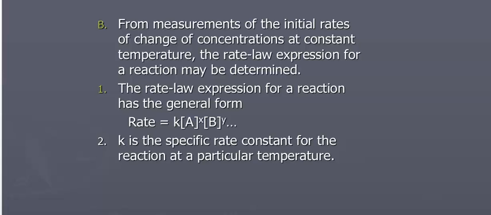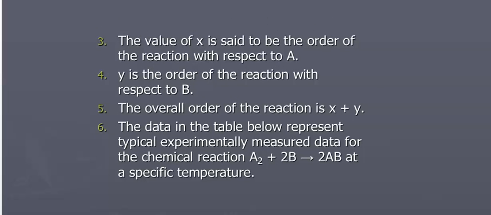From measurements of initial rates, I can determine the rate law expression for a reaction. Now, the rate law expression has the general form, rate equals K times the concentration of reactant A raised to some power X times the concentration of reactant B raised to some power Y, and so forth. K is called the specific rate constant for the reaction, and K will change with temperature.